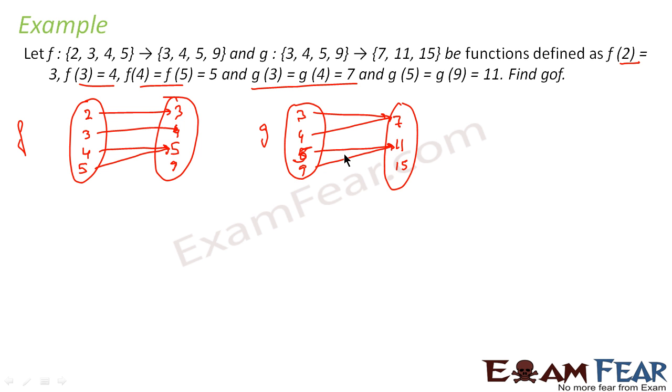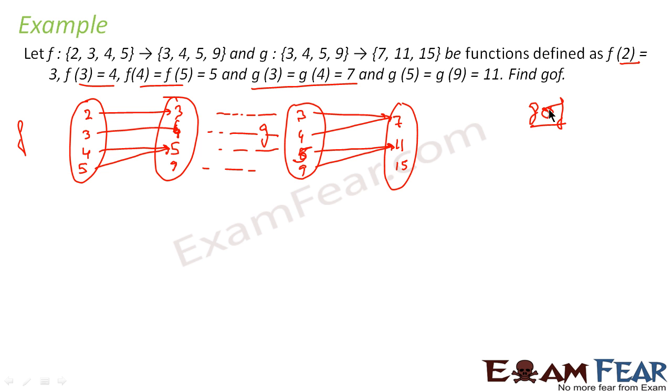Now I have to find g of f. So if you see, the common thing is this one. This set is common, right? Since this set is common, we can merge this set. You see, this is 3, this is 4, this is 5, this is 9. And this is g of f. We have to find g of f. Please note, not f of g. We have to find g of f.